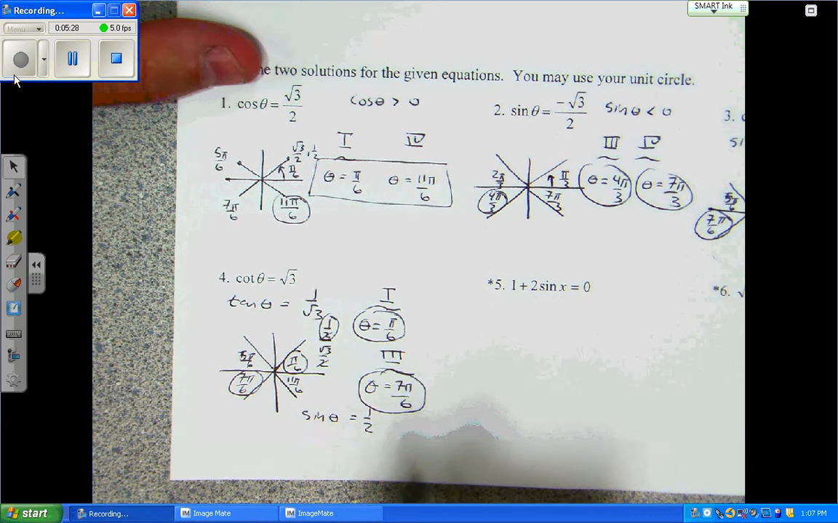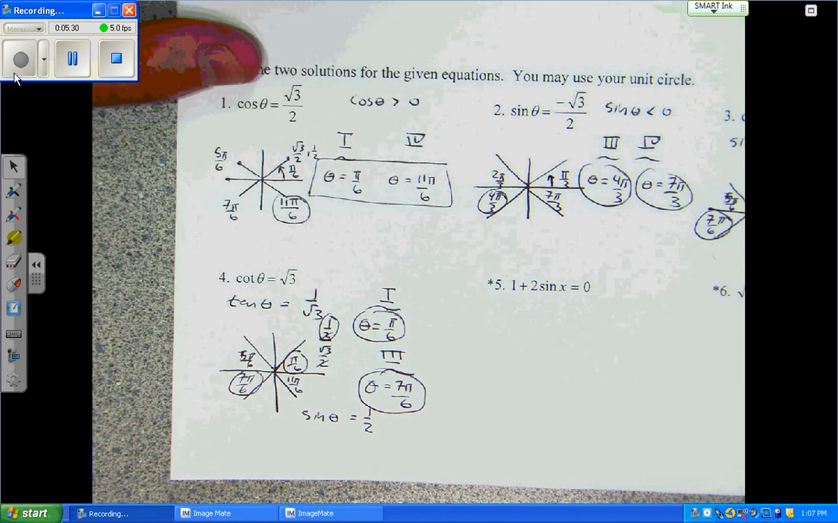Tangent and cotangent do take some practice, so you'll definitely want to look those over and try those again and again and again. They're the hardest ones that you're going to have to do.